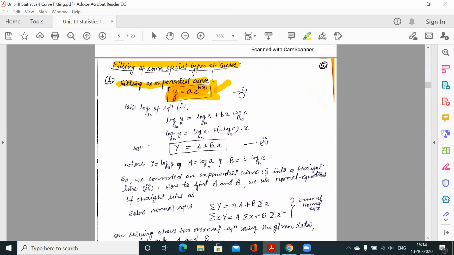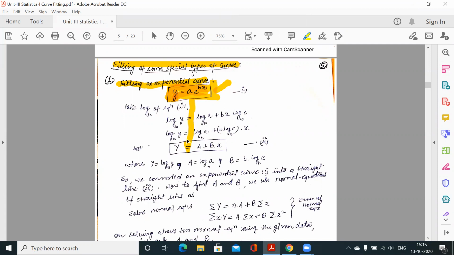So next, earlier we had to fit two curves. One was a straight line and the second was a parabola. Now if your question is to fit an exponential curve to the given data of this form, then what we have to do is simply convert this exponential curve into a straight line.